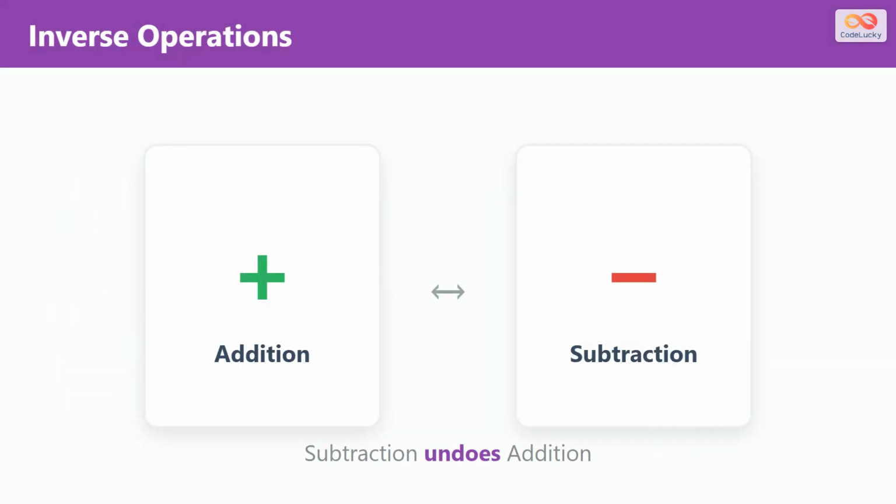In algebra, we often talk about inverse operations. Think of these as opposites. The inverse of addition is subtraction. They undo each other. If you have a positive number and you want to get to 0, you subtract that same number. We will use this concept to solve our equations.